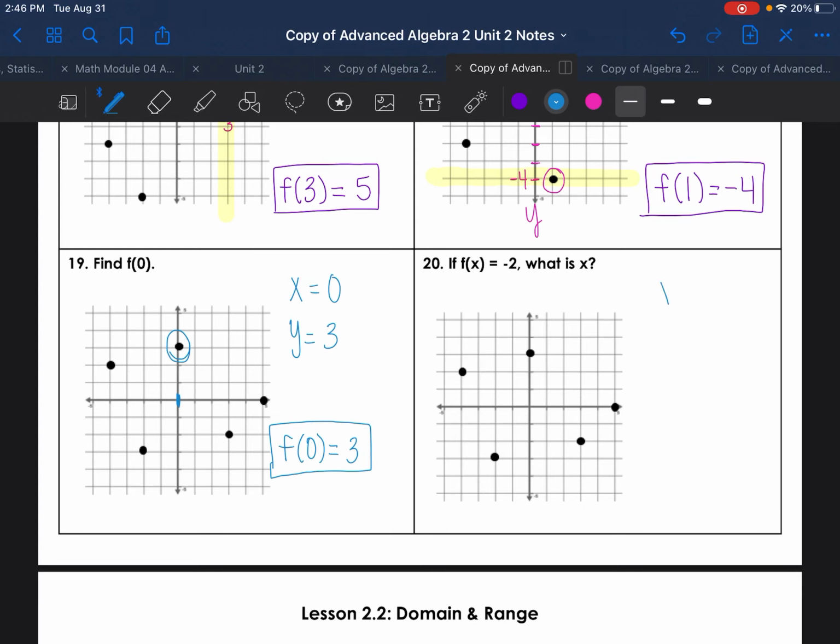And number 20, the negative 2, that's the y. We have to find the x. So where y is negative 2, that's this point, the x value is 3. So f of 3 equals negative 2.